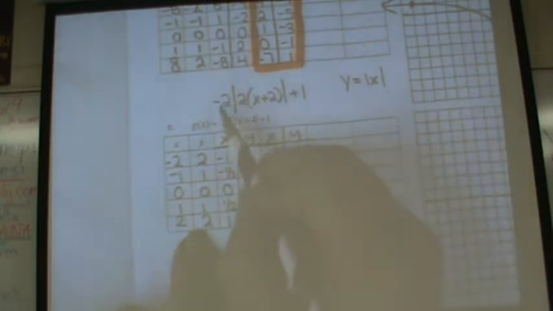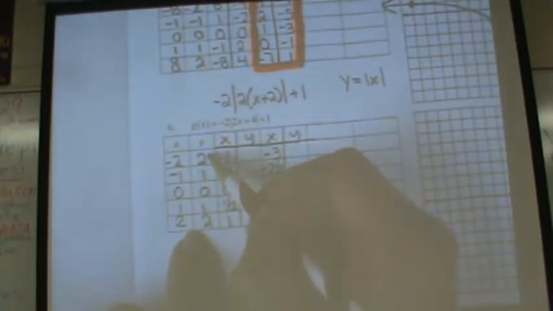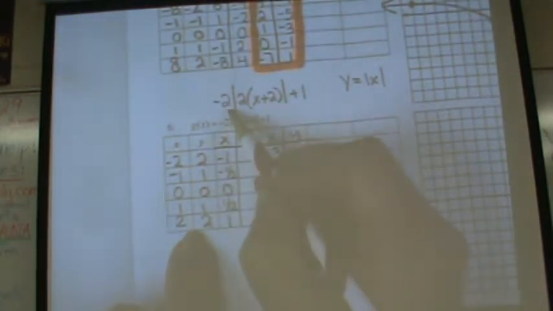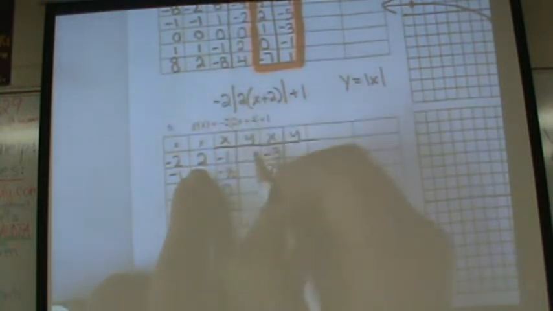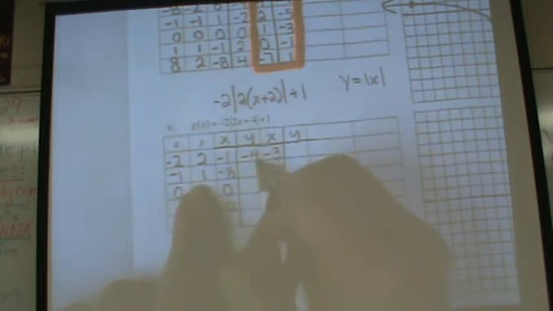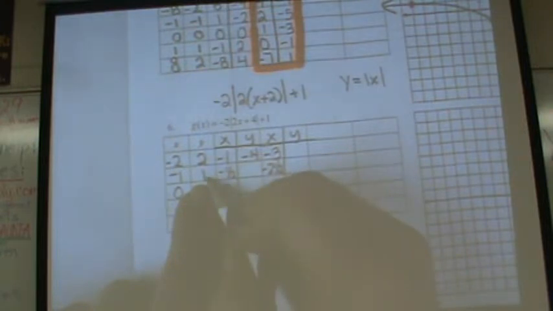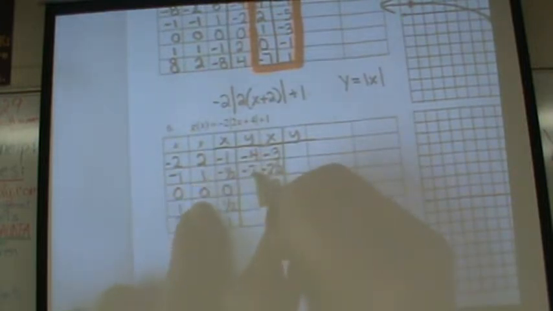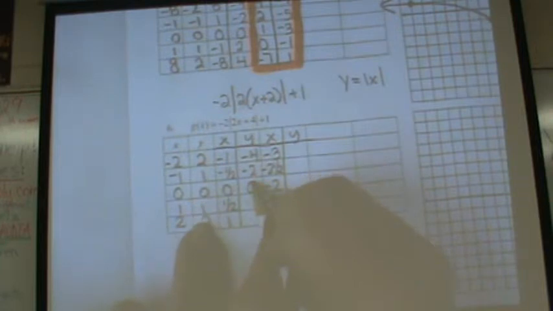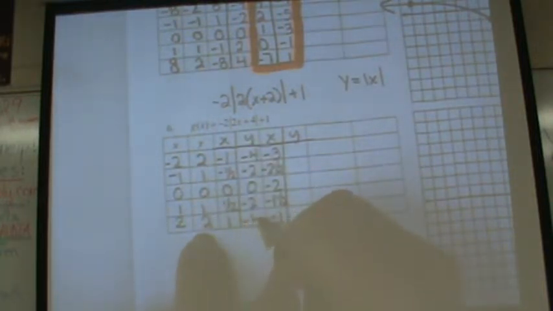Now we move on to C. C is you multiply all of your Y values by -2. So multiply this by -2, you get -4. Multiply this by -2, you get -2. Multiply this by -2, you get 0. Multiply this by -2, and multiply this by -2.